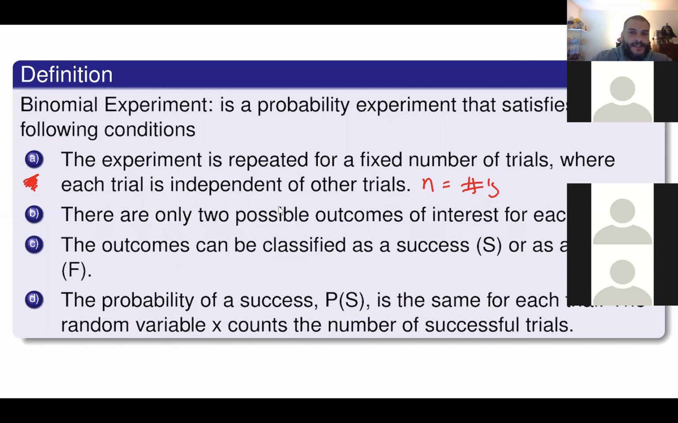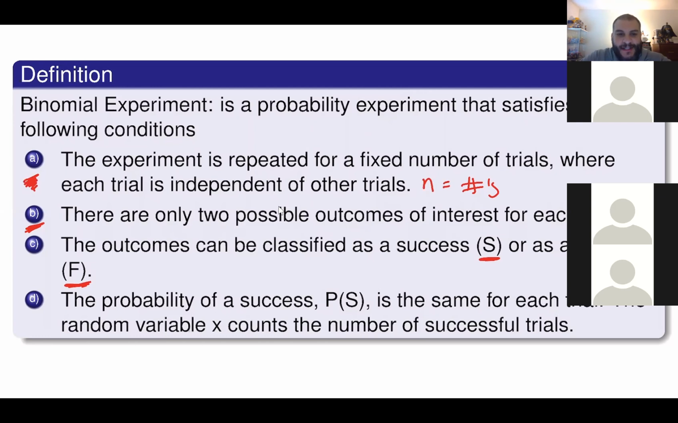The next condition that we have is part B. It says there are only 2 possible outcomes of interest for each trial. So the outcome should be classified as either a success or a failure. Since this is called binomial, bi means essentially 2, so there should only be 2 different outcomes. One of them we're going to call the success outcome, and the other we're going to call the failure outcome.